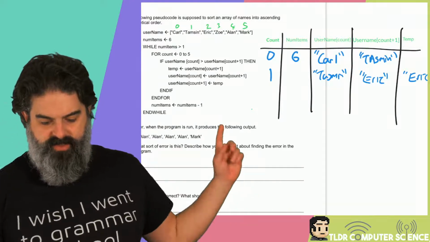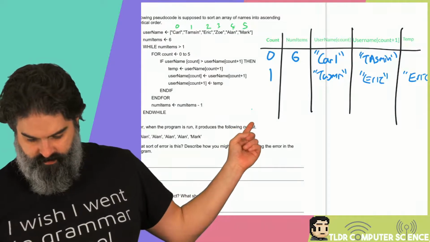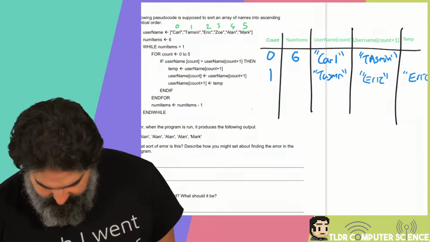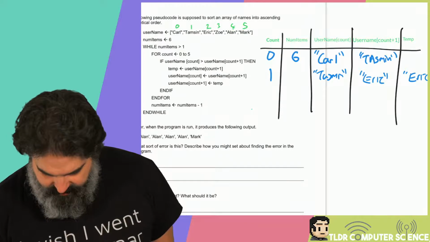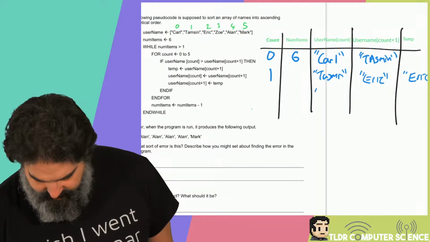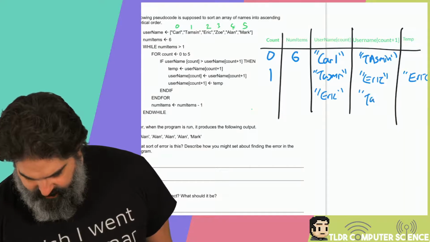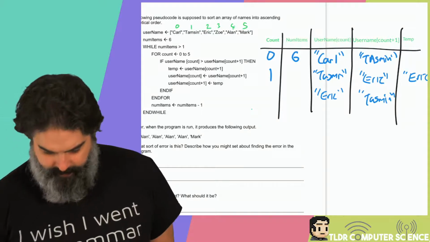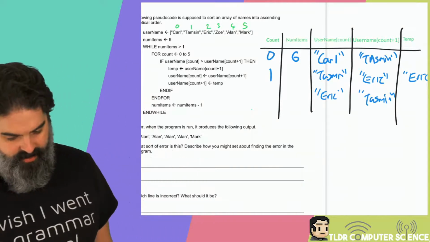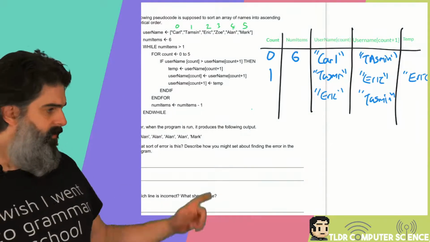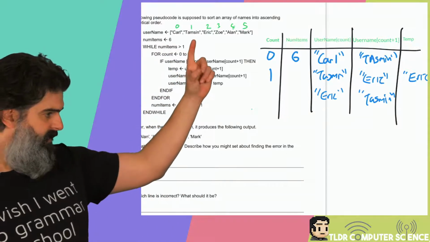And then username at count becomes username at count +1. So that's because username at count becomes Eric. And then that becomes Tasmin. So we just swapped it over. You know, and it will keep going for a while. But unfortunately in here, eventually we're going to get to an error.